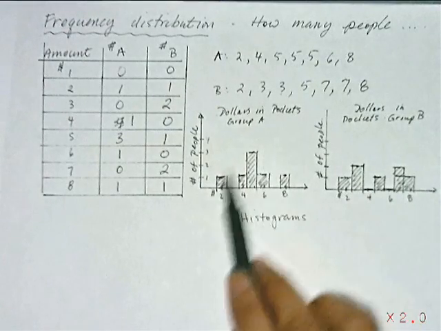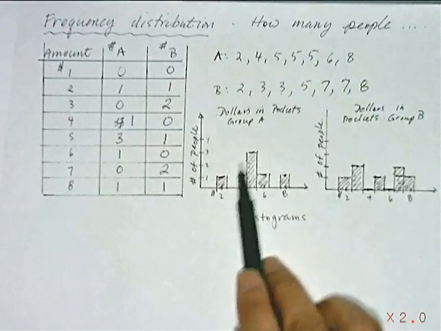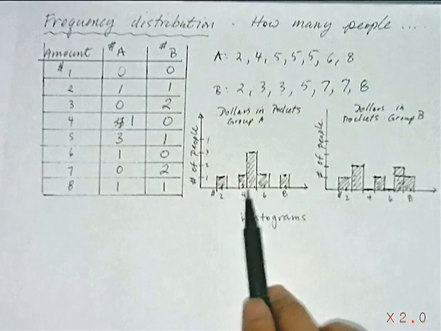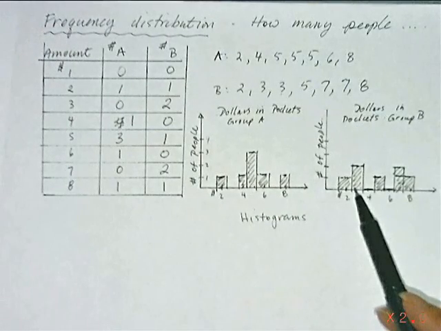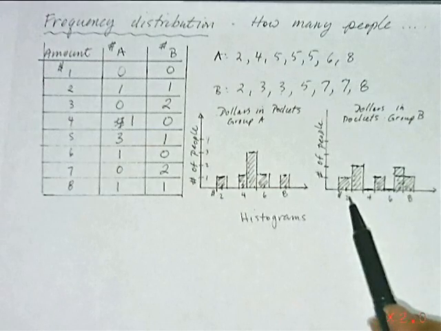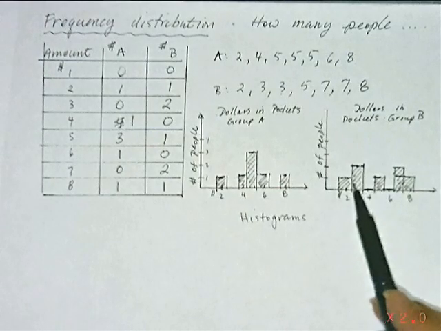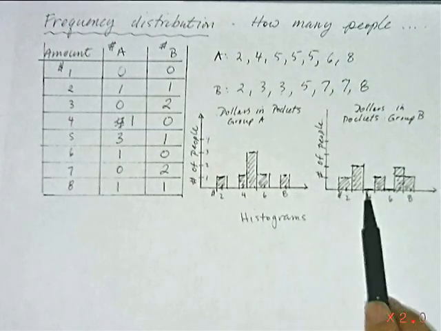In group A's histogram, the data is clustered around the 5, and it's mostly between the 4 and the 6. In histogram B, the data is clustered around the 3 and the 7. So you can see that the distribution is quite different.